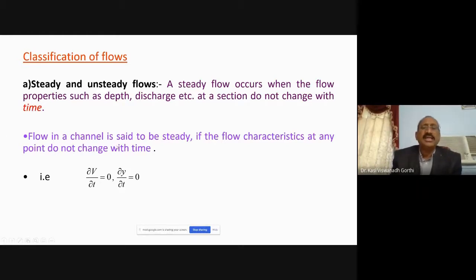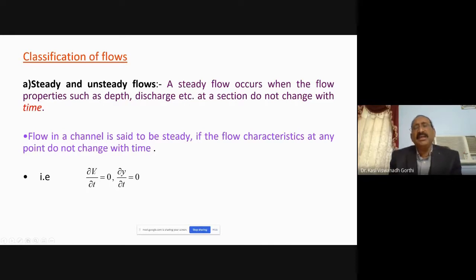So flow in a channel is said to be steady if the flow characteristics at any point do not change with respect to time. So if velocity is constant, its differential with respect to time must be equal to 0. Similarly, if the depth of flow is constant, its differential with respect to time must be equal to 0. So mathematically, ∂v/∂t = 0, ∂y/∂t = 0 represent steady flows.